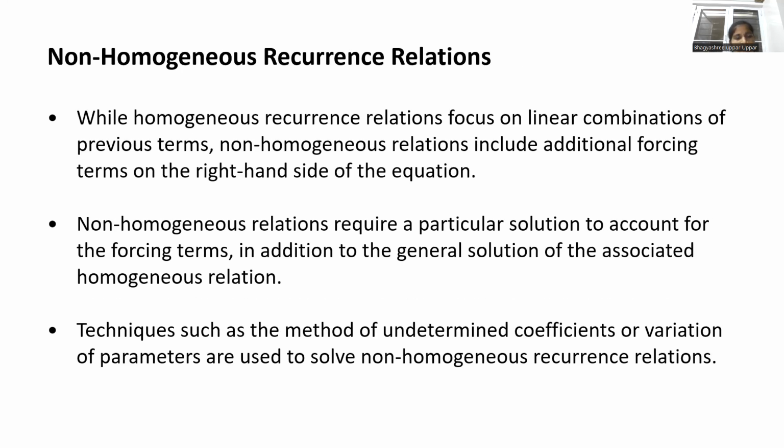Non-homogeneous recurrence relations. While homogeneous recurrence relations focus on linear combinations of previous terms, non-homogeneous recurrence relations include additional forcing terms on the right-hand side of the equation. Non-homogeneous relations require a particular solution to account for the forcing terms, in addition to the general solution of the associated homogeneous relation. Techniques such as the method of undetermined coefficients or variation of parameters are used to solve non-homogeneous recurrence relations.